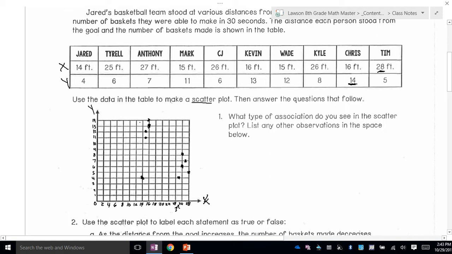And then you can kind of see this trend line going down. As I move further away from the basket, the amount that I can score is going to go down. Okay, so since this is going down, we're going to say that it is a negative association.